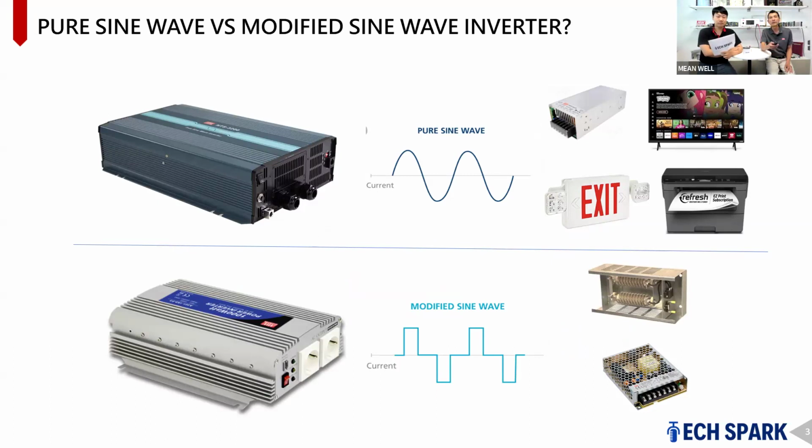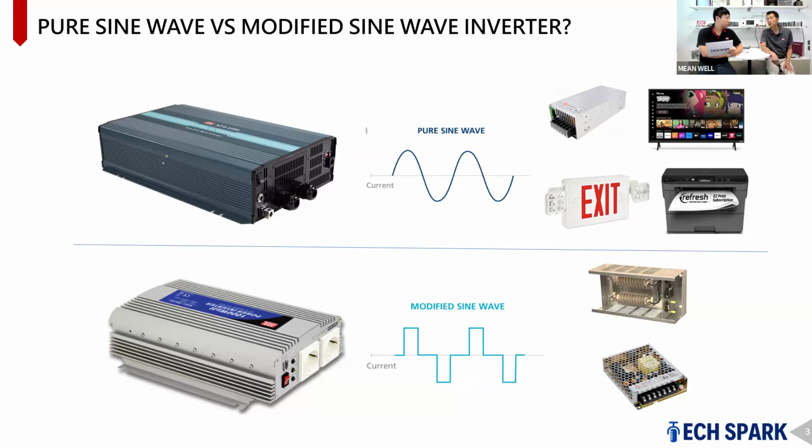The waveform in the middle shows you how the output looks. The pure sine wave looks very sinusoidal. The modified sine wave looks like a square, stepped square, and it also has dead periods as well.